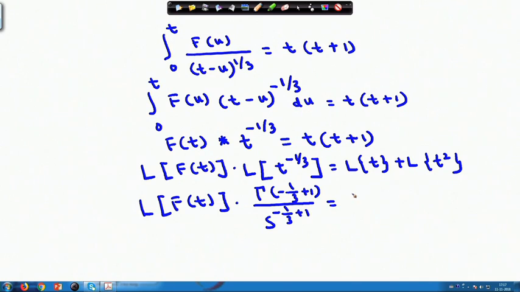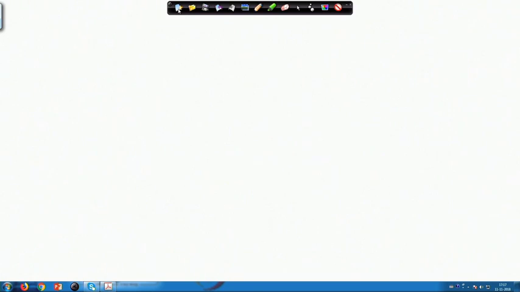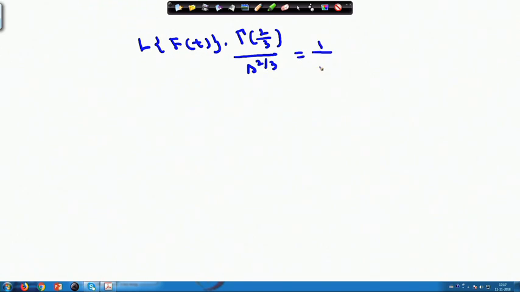This is equal to Laplace transform of t, which is gamma 2 by s square, plus this will be gamma 3 by s cube. And once I am obtaining this from here, if I make the simplification of these terms, next I can write down Laplace transform of f(t) into gamma(2/3) by s to the power 2/3, if I simplify this, equals 1 by s square plus 2 by s cube.